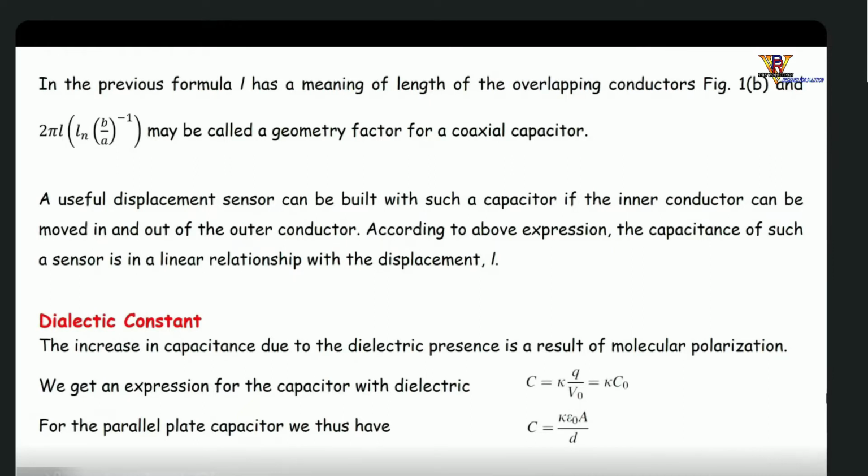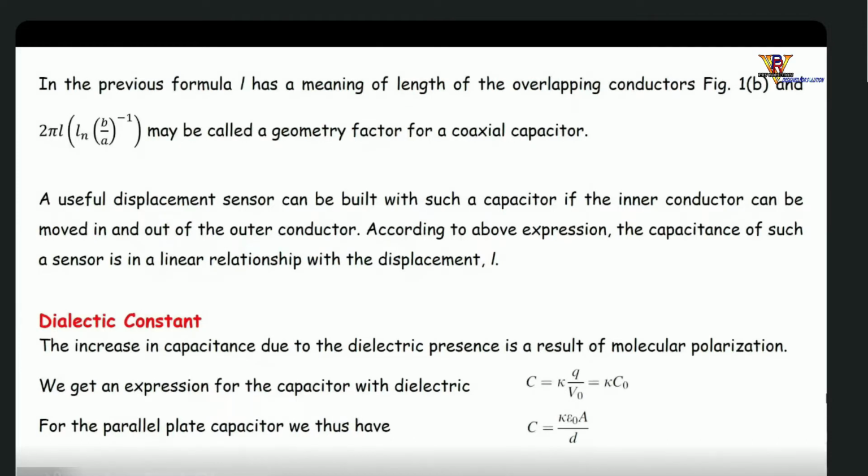Now in this formula, the length L means the overlapping length, as shown in figure 1. And this ratio, 2 pi L over the logarithm of B by A, is called the geometry factor for the cylindrical capacitor. In the case of a parallel plate capacitor, the geometry factor was just the ratio of A by D. But here it is this one.